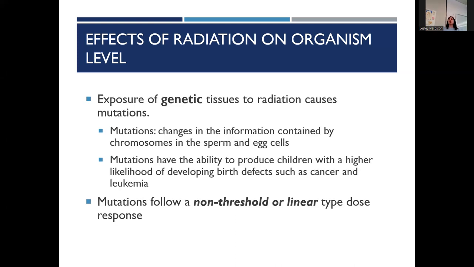So exposure of genetic tissue to radiation causes mutations that are going to be more dose related. If you get some radiation focused on genetic material, you're going to get an effect right away, and it's dependent on the dose. So it's not like a little radiation is okay for my sperm count and eggs, but a lot is no good. The minute you start exposing, you're going to start causing some kind of damage.